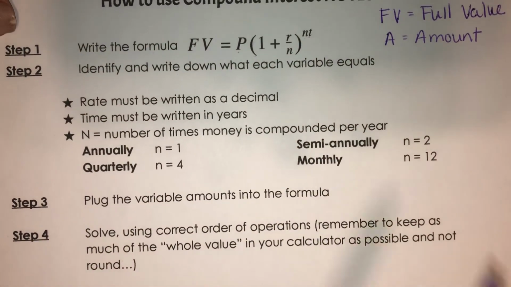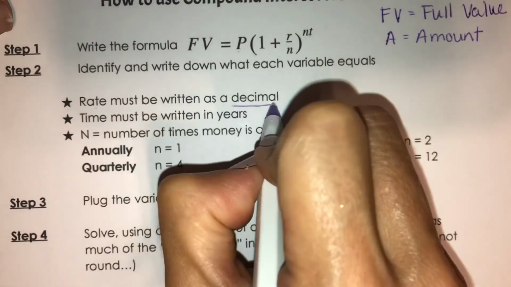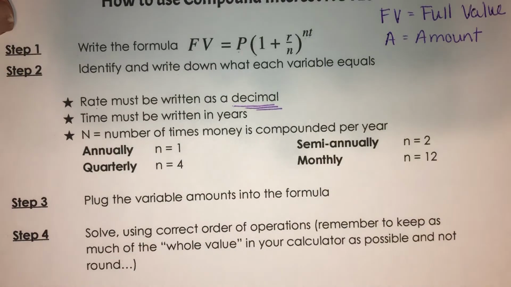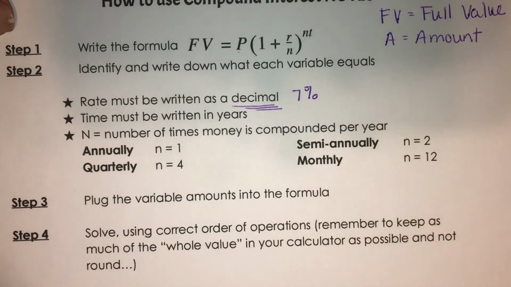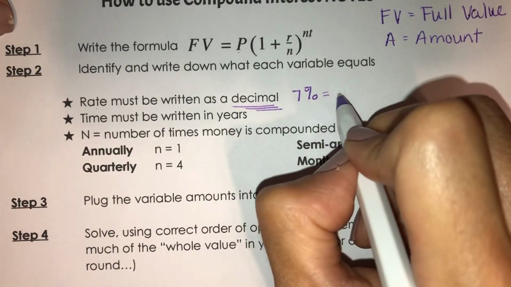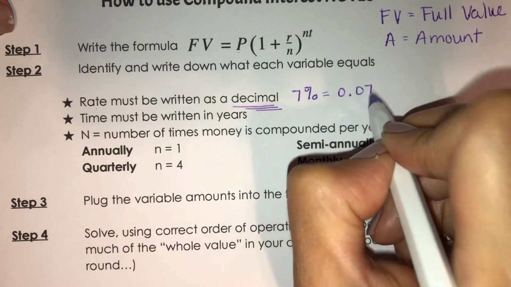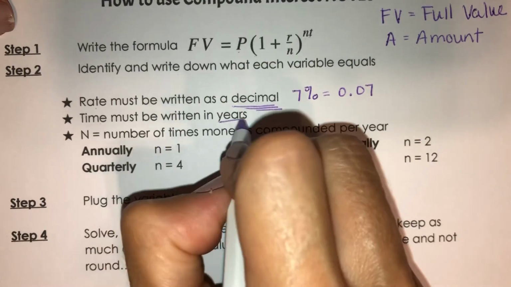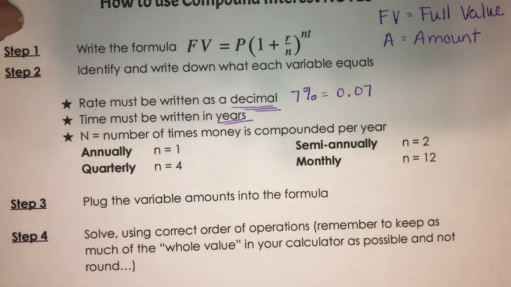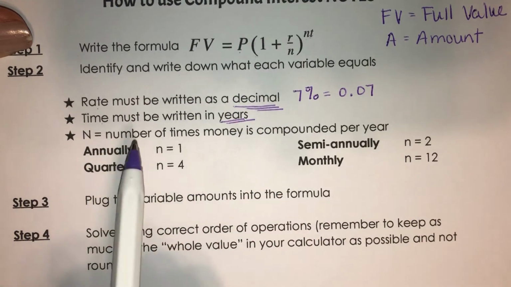Here are some things to remember. Your rate has to be written as a decimal. So if I have 7%, my R would be 0.07, all right? Your time must be written in years. So if it gives you 6 months, you would have to convert that to half of a year in order for this formula to work.